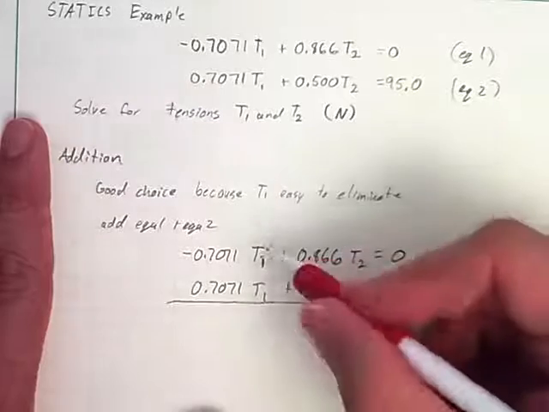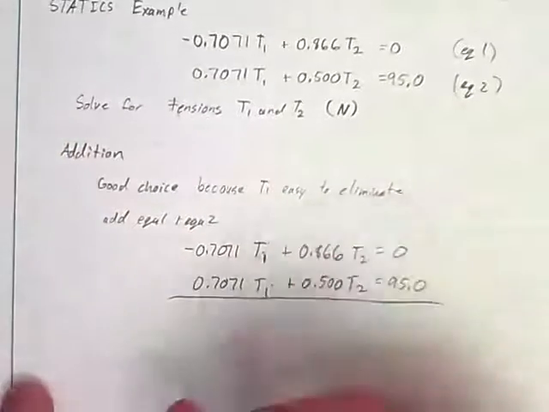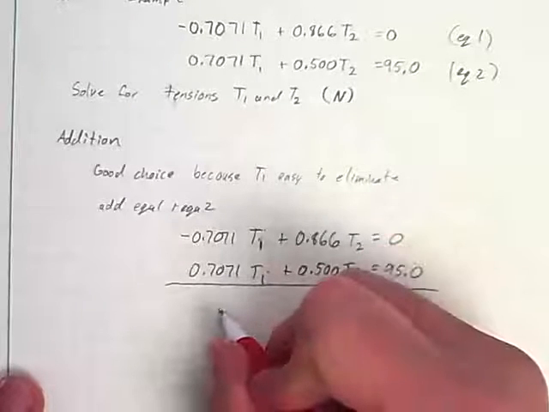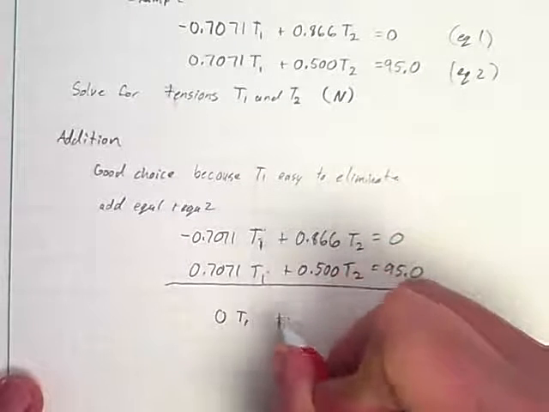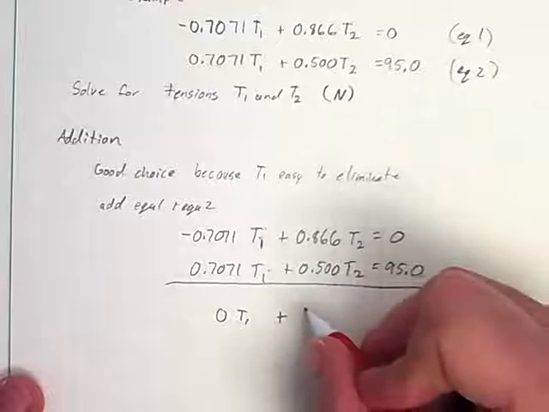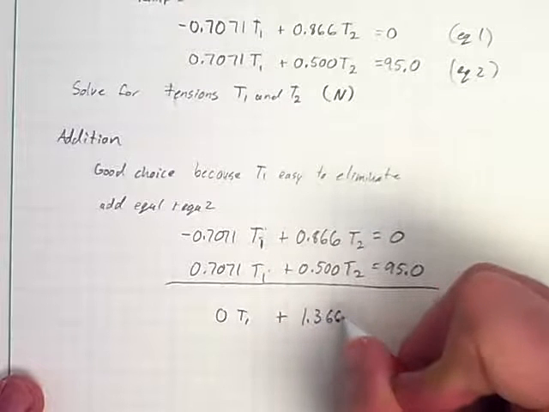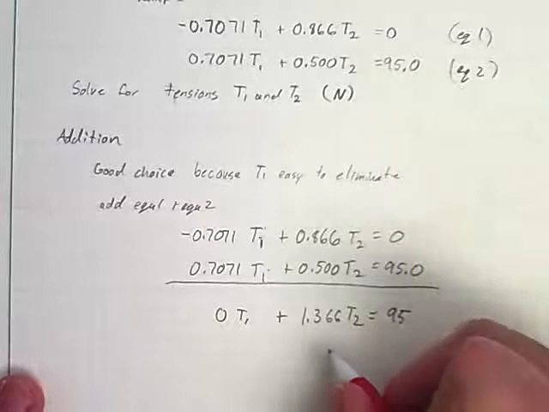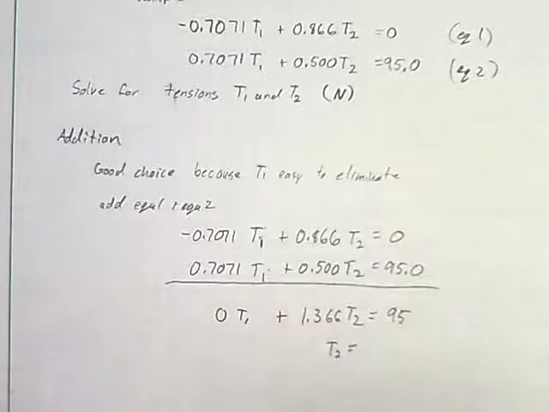We add those two equations. Those two immediately cancel out. We didn't even have to multiply an equation to manipulate things. So we get 0 times T1 plus, add those together, we get 1.366 times T2. Add those together, we get 95. So T2, we can just do that division.